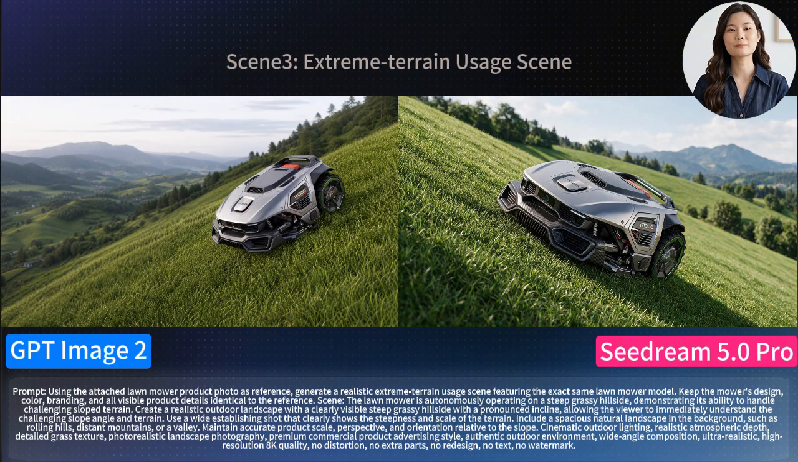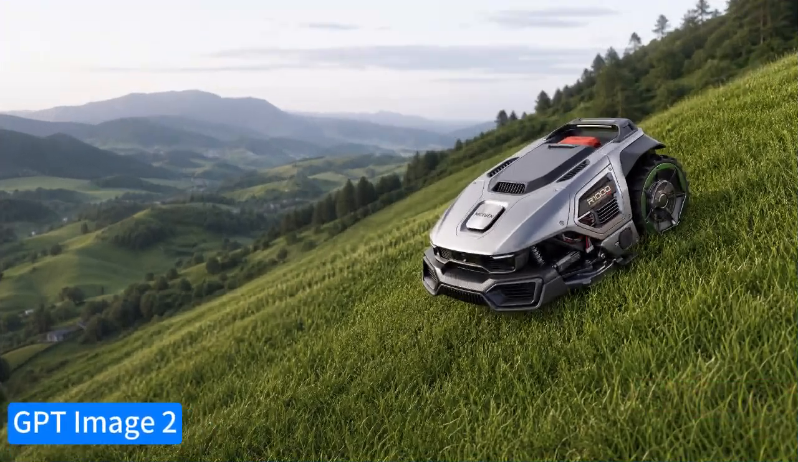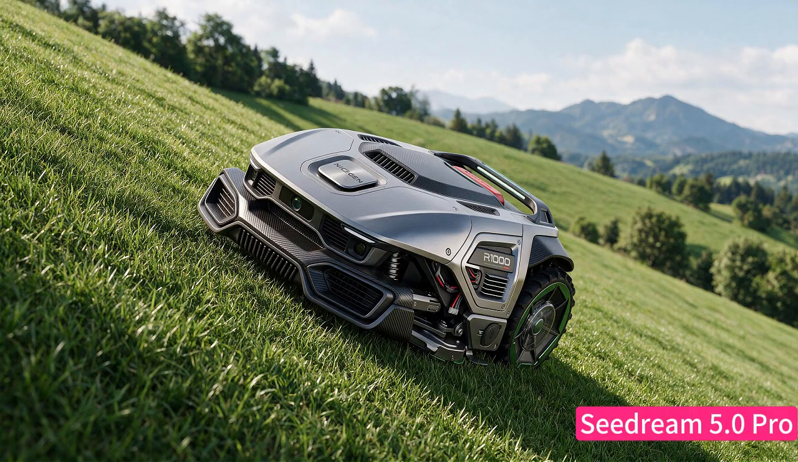Finally, let's look at the steep hillside scenario. GPT Image 2 still shows a slight AI-generated look in the grass, and the contact between the bottom of the lawnmower and the ground isn't perfectly natural. Seedream 5.0 produces more layered and dynamic lighting, and the lawnmower stands out well in the composition. The contact shadow and the interaction between the tires and the ground also look more convincing, although the product occupies a slightly larger portion of the frame than it probably should.